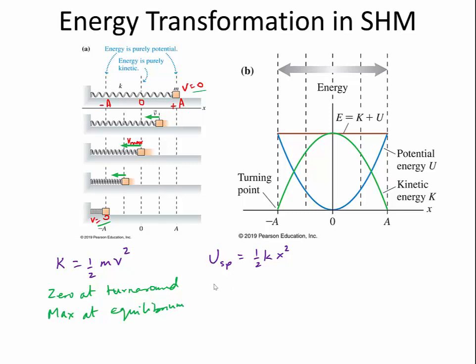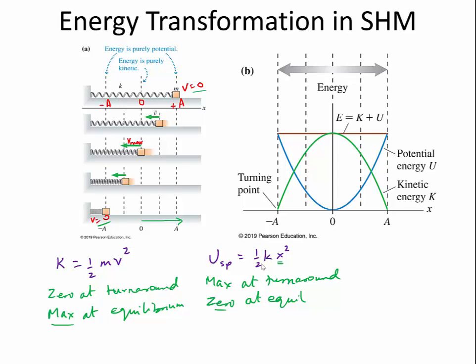Potential energy, on the other hand, is going to be maximum at the turnaround points because it's a function of displacement, and displacement is maximum at those turnaround points. So it's going to be maximum at turnaround points. And it's going to be 0 at equilibrium, because at equilibrium, the displacement from equilibrium is 0, so x is 0, so the potential energy will be 0. So we can see that when kinetic energy is 0, potential energy is maximum. When kinetic energy is maximum, potential energy is 0. That makes sense because when this mass is oscillating, all it's doing is transferring one of these kinds of energies to the other.